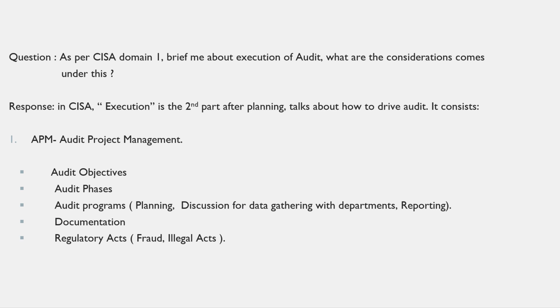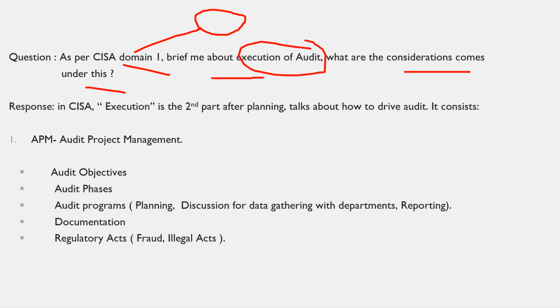So, here is question number one. As per the CISA Domain 1, brief me about the execution of audit. What are the considerations that come under this? As we all know, in CISA Domain 1 there are two subtitles. Number one is the planning phase and second is the execution phase. The planning phase we discussed in our last presentation, and today we will discuss the execution. So the question is asking, if we talk about the execution of audit, what are the considerations, what are the steps, what are the agendas that come under this?